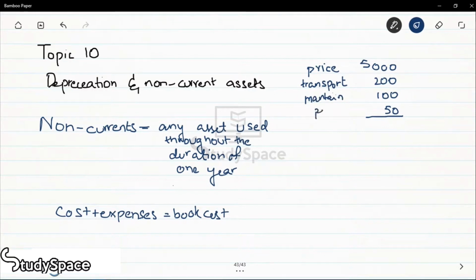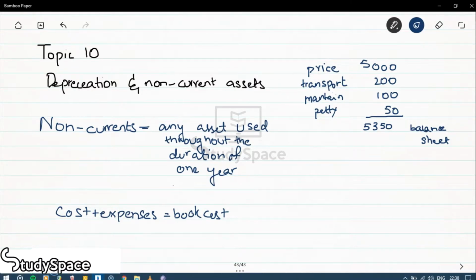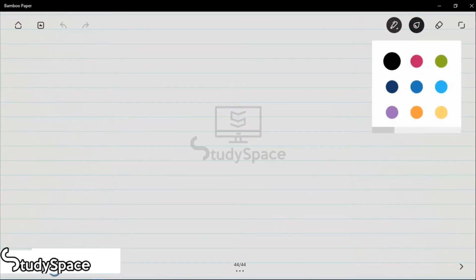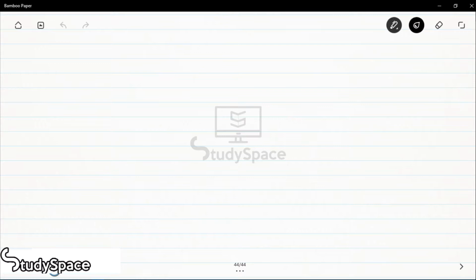I'm just going to write the headings down here. So the total cost that we would record in our balance sheet would be 5,350. The reason why we record this cost is because this is all the expenses that we incurred before we actually began to use the machinery. Therefore, this would be our primary cost. Now, building upon this cost, we will further move on to depreciation. Depreciation is basically the division of a machinery's useful life over a certain period of time.